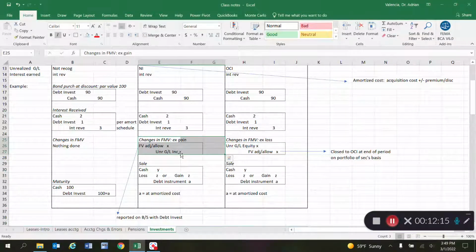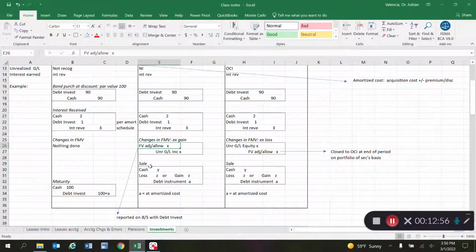And the way you would do that is you recognize that unrealized gain to income for $2 or whatever the amount may be, and then you don't put it directly into the debt investment account. You create a valuation account, fair market value adjustment or allowance, whatever you want to call it. It's a valuation account that gets reported with that investment on the financial statements. Okay, and that's the little note I have right here. So even though you are not going directly into debt investment to increase its value, you do report it alongside that debt investment on the balance sheet.